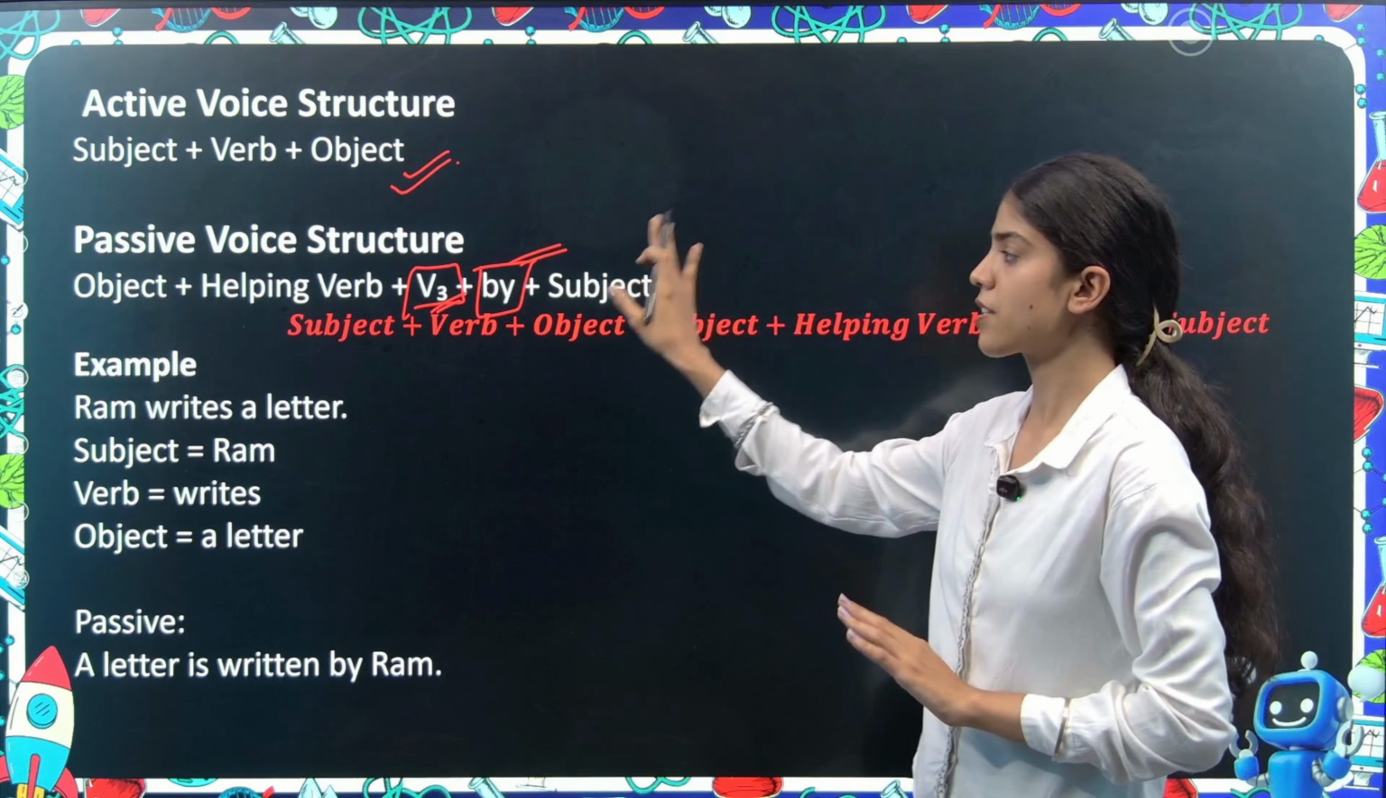So how had we converted it? Let us see. This is the active voice. Subject plus verb plus object, or the simple basic structure of a sentence. And if we are converting it into passive voice, we are shifting. We are taking this object at the starting.